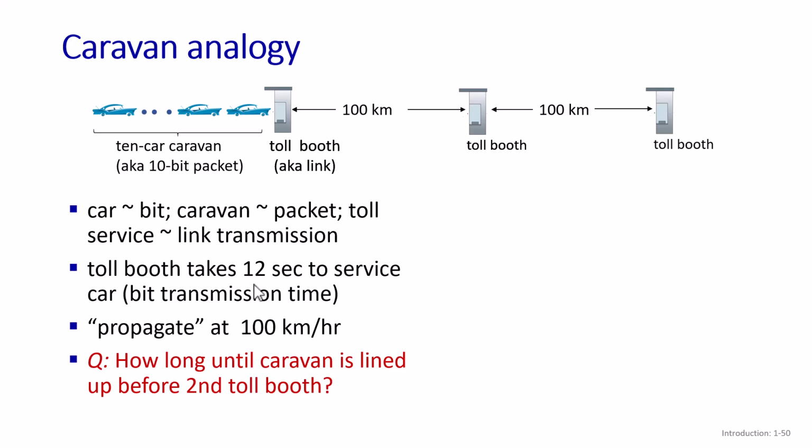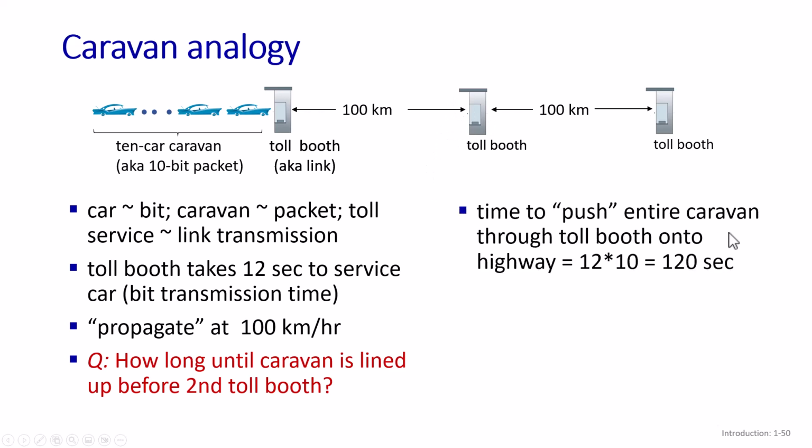Now the toll booth takes 12 seconds to service each car. So that's the bit transmission rate, and for the propagation, each car propagates at 100 kilometers per hour. So each car goes with a speed of 100 kilometers per hour. So the question is, how long until this 10-car caravan is lined up before the second booth?